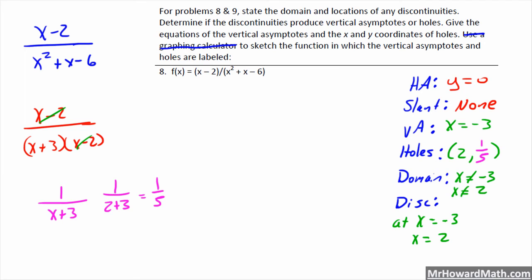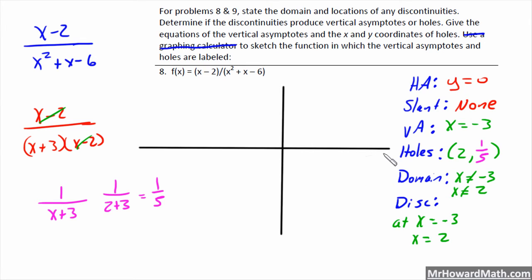So we'll put in our coordinate plane. We may need to find some test points. We'll see when we get there. So let's put in what we know. We know we have a vertical asymptote at negative 3 over here. We know that we have a hole in the graph at 2 comma 1/5. So we'll put that at 2 comma 1/5. And we have a horizontal asymptote on top of the x-axis at y equals 0.